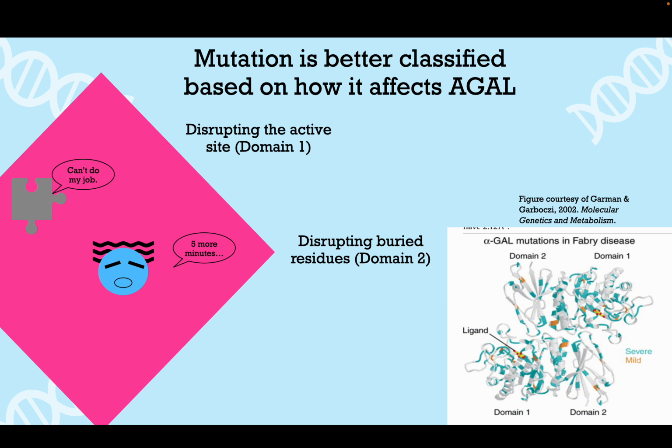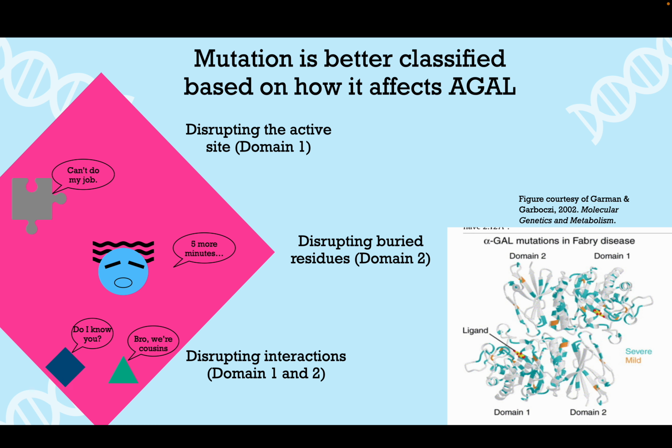And finally, Garman and Garboxy called their third category disruptions in interactions. Either the domains or the protein units are unable to interact with each other. And depending on where the mutation affects AGAL, it can have a huge effect on how severe Fabry disease will present in a patient.